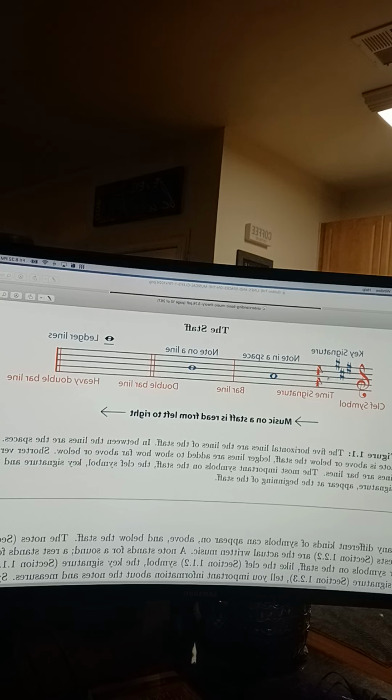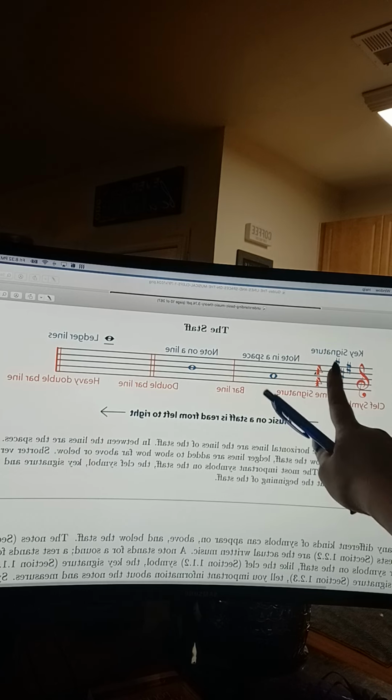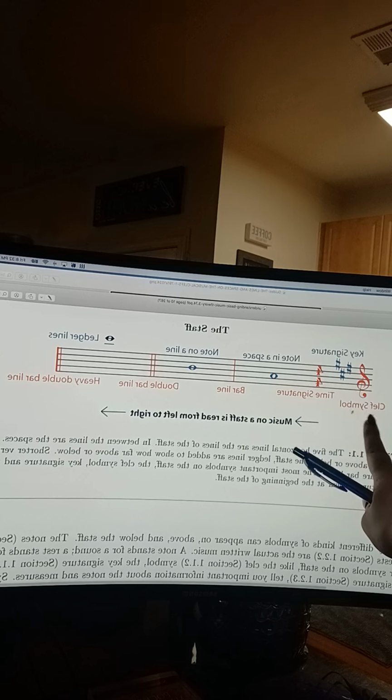These 3 things are going to tell you so much information about the music in front of you. It's literally going to tell you how fast it's going. It's going to tell you what's sharp, what's flat, what's natural, and what octave you're in, all by those 3 things at the very beginning of a piece of music. Regardless of what sheet of music or song you're looking at, it will always have these 3 things: your clef symbol, your key signature, and your time signature.